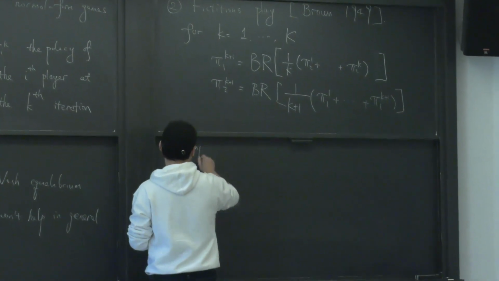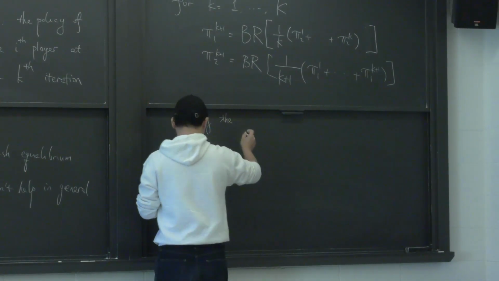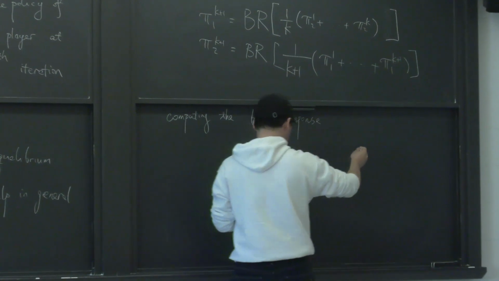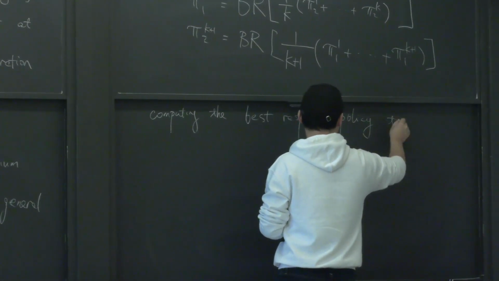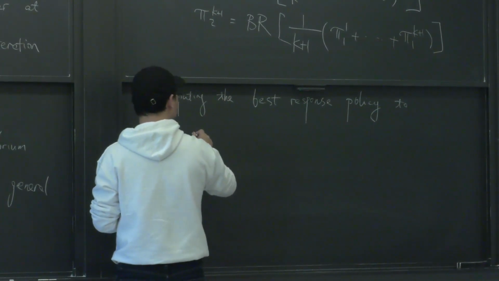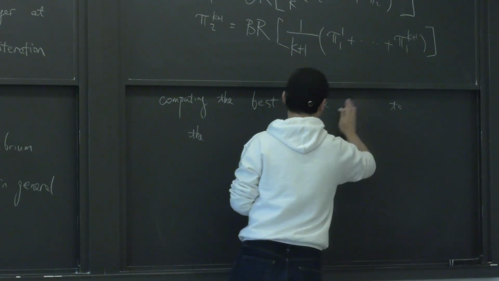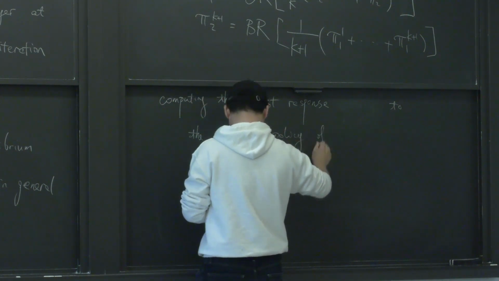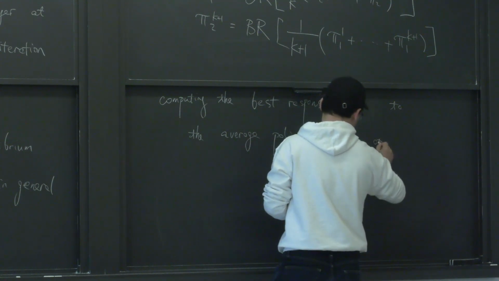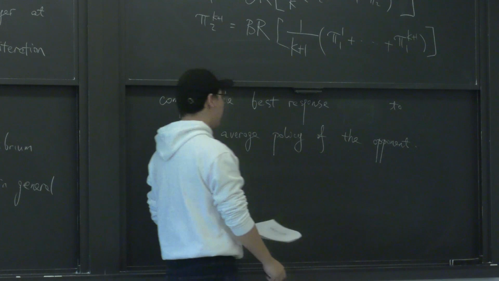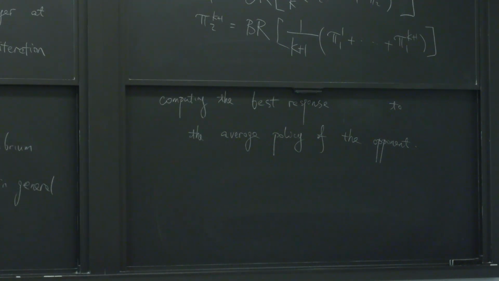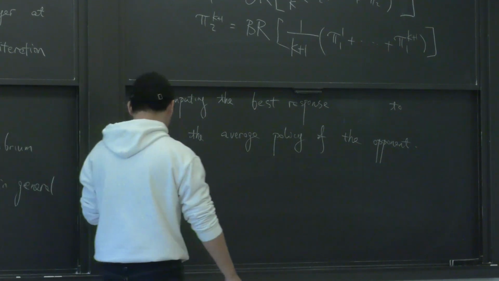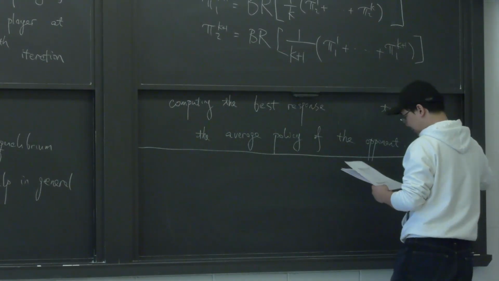So this is computing the best response policy to the average policy of the opponent. And this makes a lot more sense in rock, paper, scissors. We can imagine that when we do this averaging, eventually this averaging will converge to the Nash equilibrium. So we can actually prove this has theoretical guarantees.